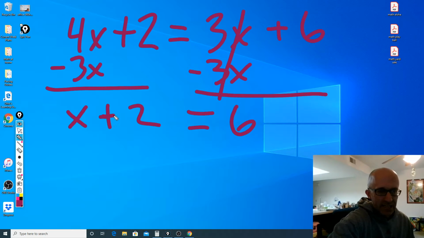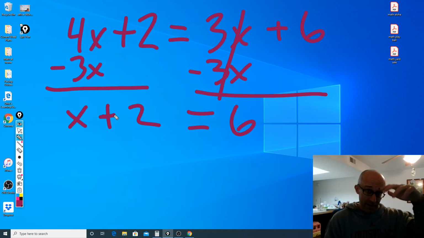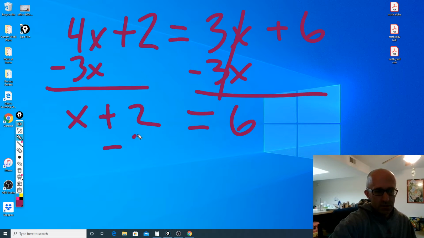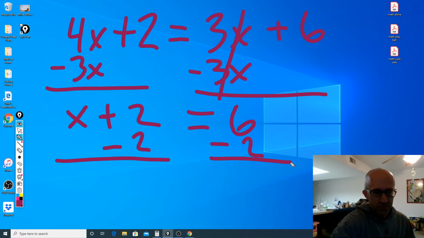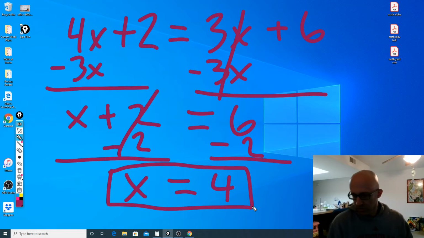Well, you're not done yet. You have to get x totally by itself. If you have a plus 2 on the left side, as I said in class, how are you going to kick that to the other side? You have to subtract 2 from both sides. When you subtract 2 from both sides, those cancel, and you're left with x equals 4. Again, this is what we were going over yesterday.